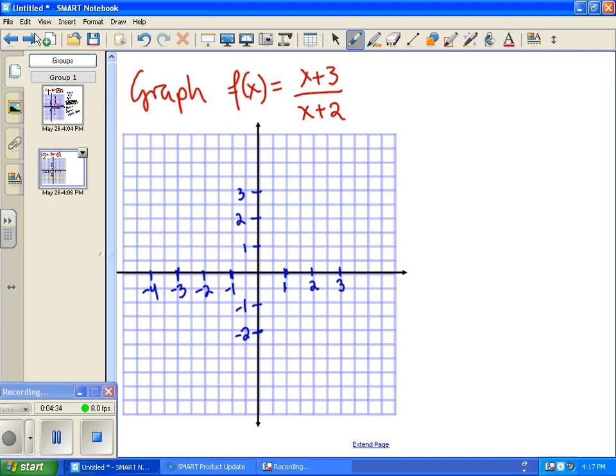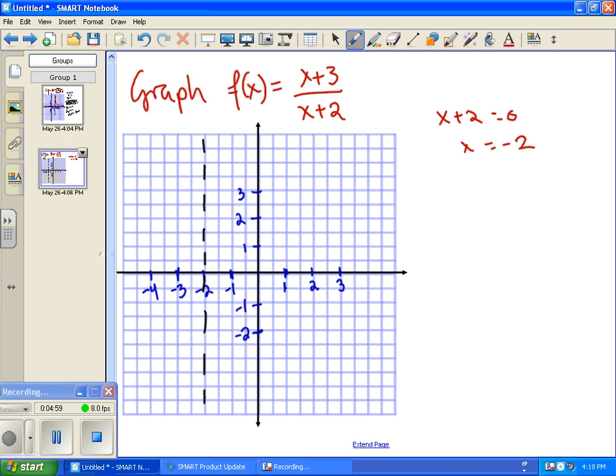Okay, so again, we start with the asymptotes. The vertical one comes from the denominator, so x plus 2 equals 0, so x equals -2. Okay, so this is our vertical asymptote. So again, we have just one because it's just an x. If it was x squared and you solve it, then you usually have 2.